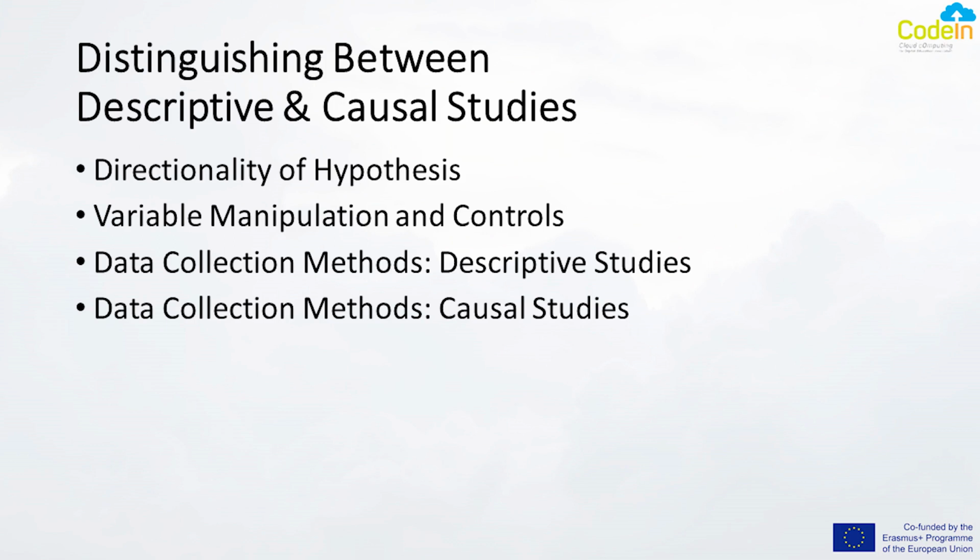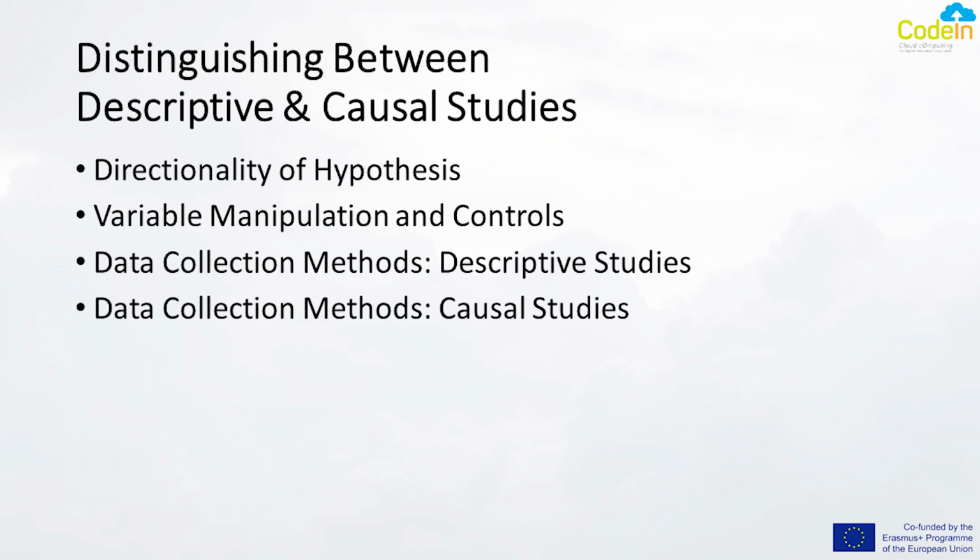Directionality of hypothesis. A causal research hypothesis is directional. It does not simply claim that two or more variables are related, but predicts that one variable or set of variables, called independent variables, will affect another variable or set of variables called dependent variables in a certain way.